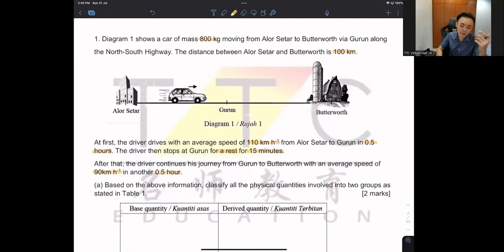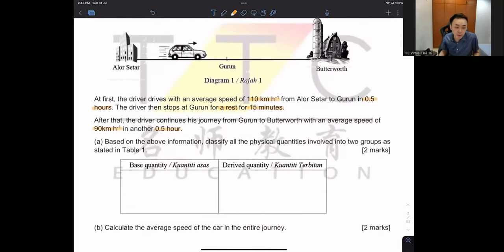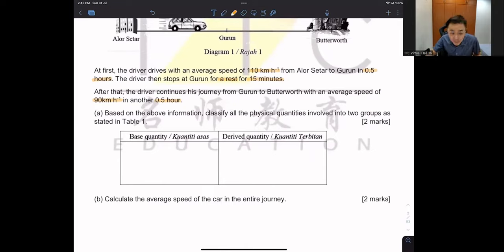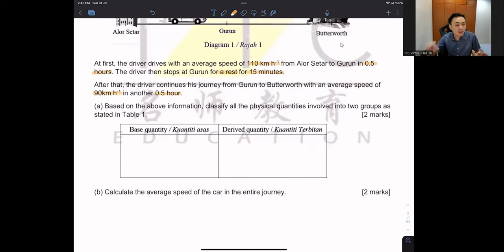Of all the things mentioned so far, what they want you to do is very simple: categorize them, classify them into two different groups. It's a very basic thing. When we come to chapter one, the beginning part, in your paper two you get easy questions and hard questions. Easy questions normally come from part one, especially the first question. First questions usually ask about chapter one. It's either this kind of thing or instrument questions, where they give you a vernier caliper and ask you to take a reading.